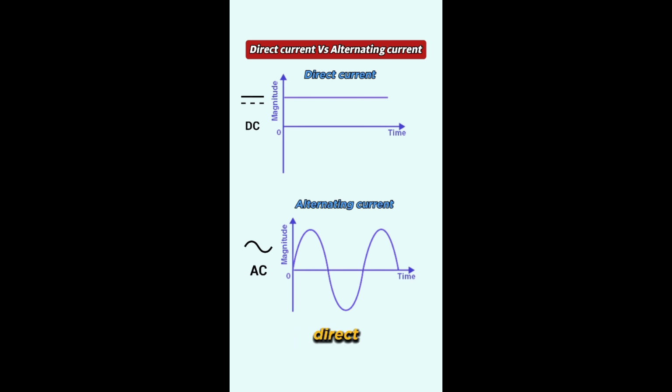In summary, direct current is a stable, unidirectional flow, while alternating current oscillates in its amplitude and polarity cyclically.